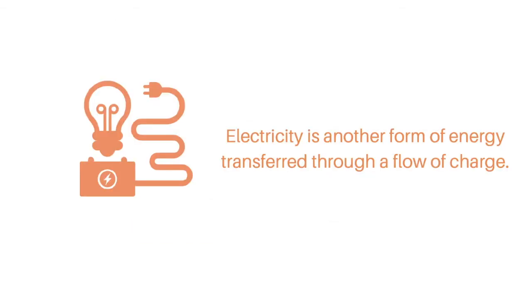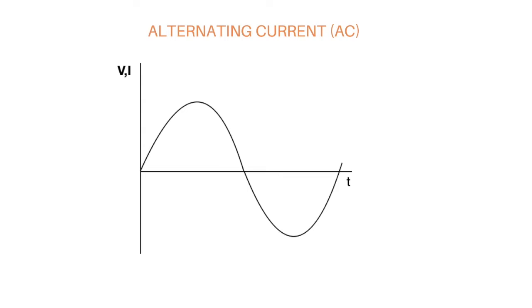So going back to electricity, we said electricity is a form of energy transferred through a flow of charge. Now, there's two ways that transfer can happen, or there's two electrical signals we can have. We have alternating current and we have direct current. So let us look at the first one, which is alternating current. Alternating current has the shape of this form.